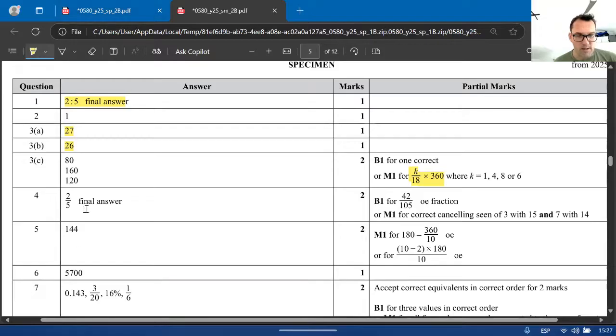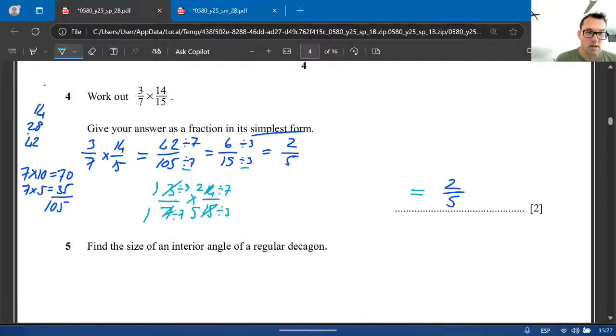Okay, so they reflect that in the mark scheme here. 2 over 5, final answer. So if you got 24 over 105, good. But if you see the cancelling, which is the other method, which is a lot quicker, that gives you a mark as well. So you either do this and then get the correct answer, or you do this and then get the correct answer. Okay, I think the second method is a bit easier and quicker, but both work.